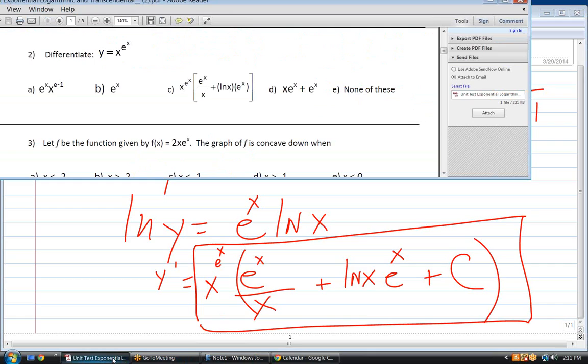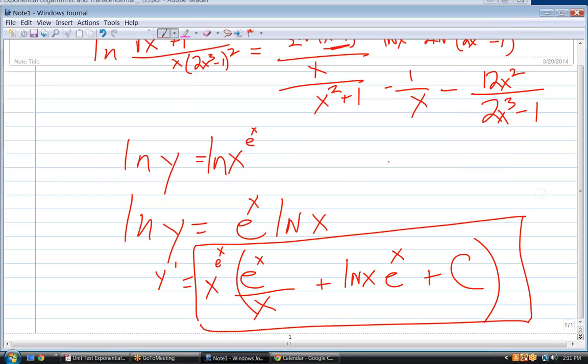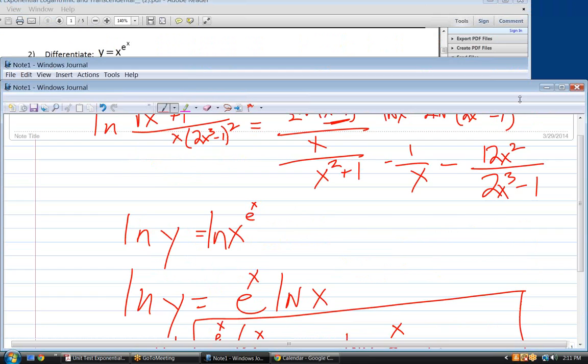It looks like she left off the plus c, but wouldn't that be c? She did, didn't she? Oh, that's because she differentiated. We're differentiating, not integrating. So there is no plus c. All right, so c?